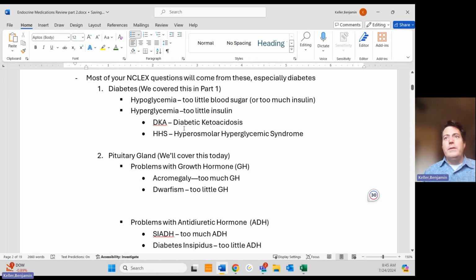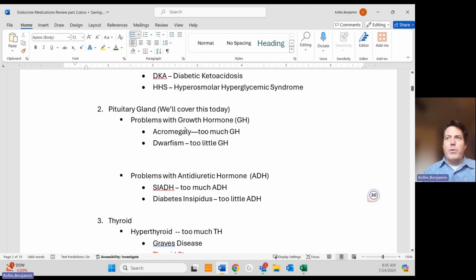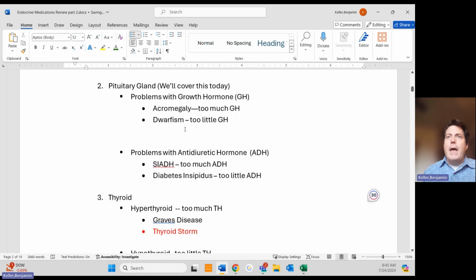Hyperglycemia, that's going to be too little insulin, and we can have diabetic ketoacidosis or hyperosmolar hyperglycemic syndrome. You can watch that in part one. I go into a really deep dive on diabetes. But today we're going to look at the pituitary gland and the two problems that we see with that. The first is with growth hormone, and the second with antidiuretic hormone.